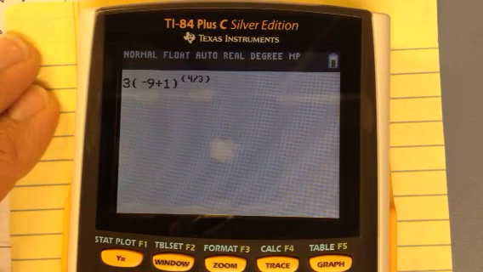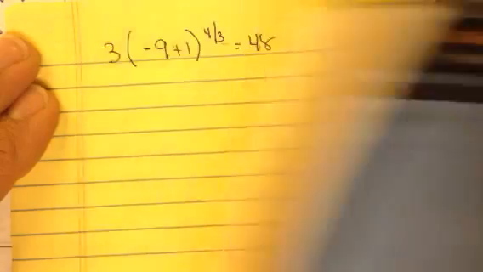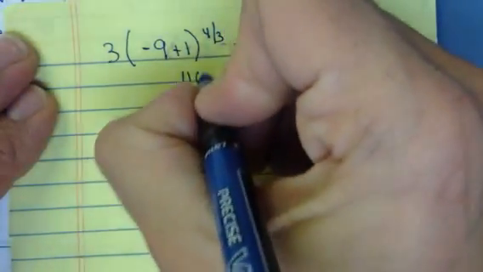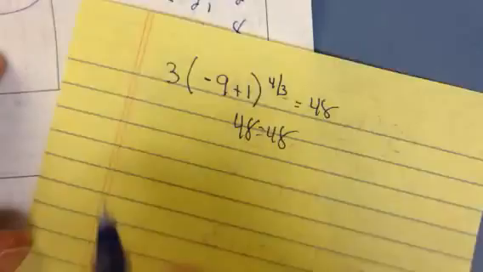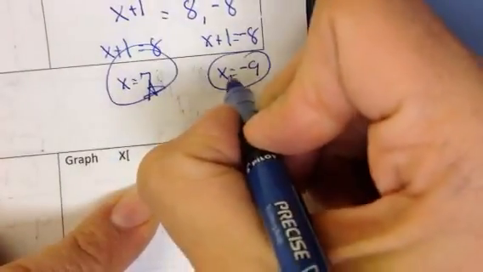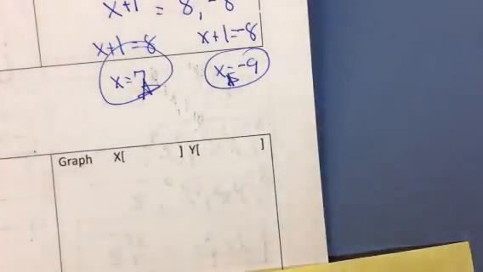And I'm just going to hit enter. And I get 48. So yes, we get 48 equals 48. No extraneous solutions here. These both work. Okay? All right, now we're going to get into the ones that will have extraneous solutions.